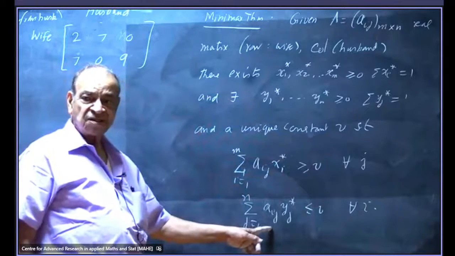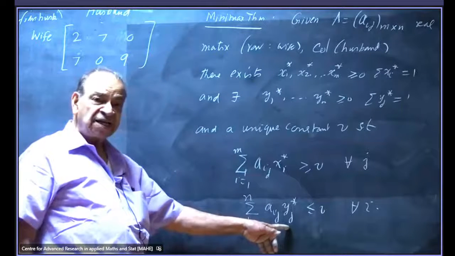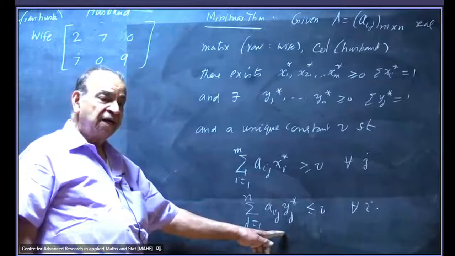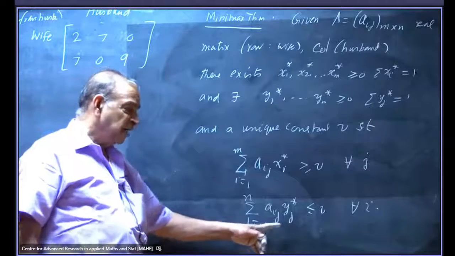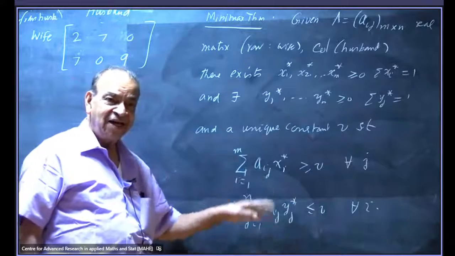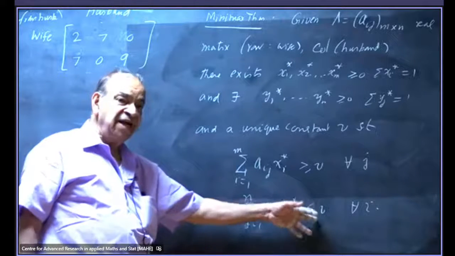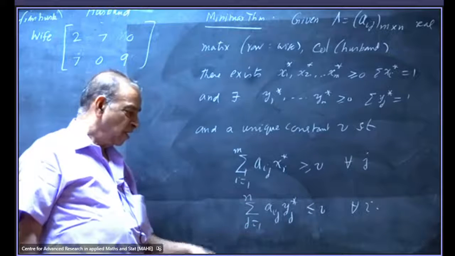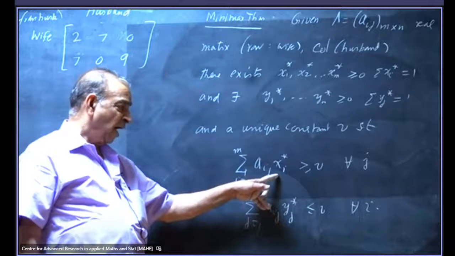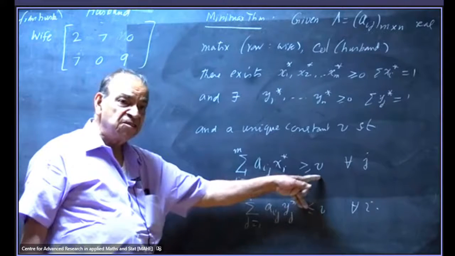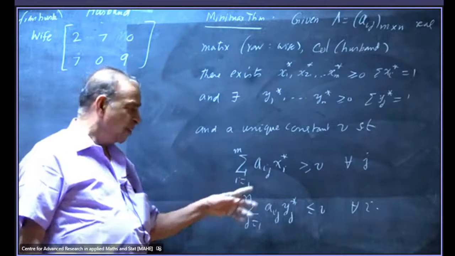The second one says, no matter what, if the husband selects the jth column with this probability, he doesn't have to worry about which row she selects. Whichever row she selects, she cannot get more than V on the expectation. So her expectation is bounded by this number V, by this good strategy of the husband. Her expectation is guaranteed to be at least V against any strategy of the opponent, the husband.